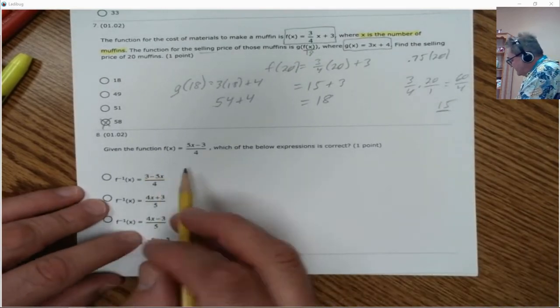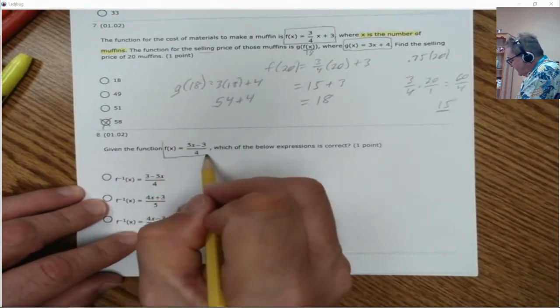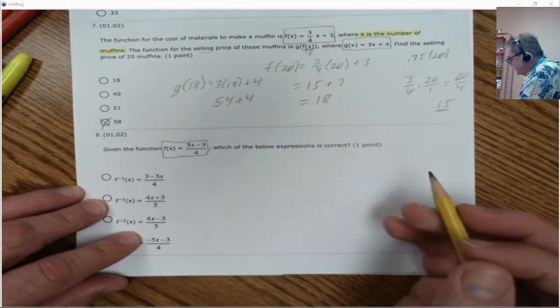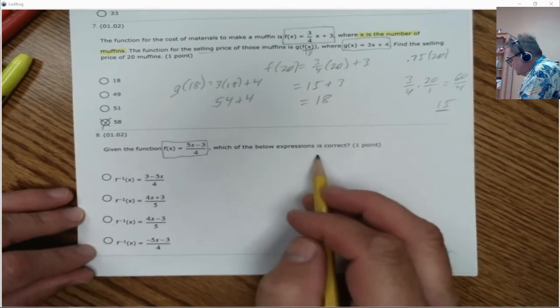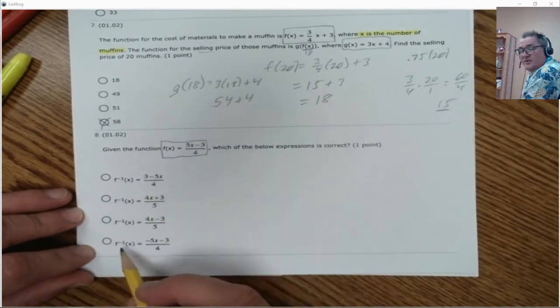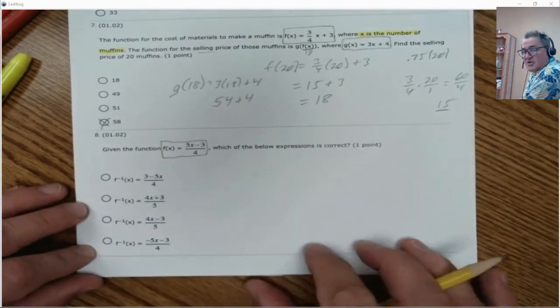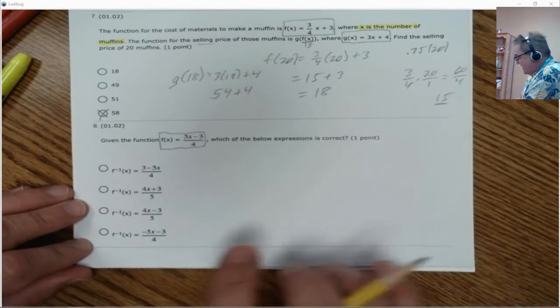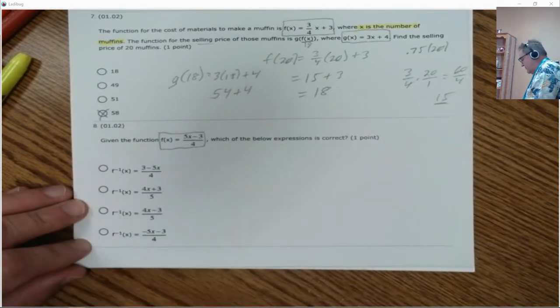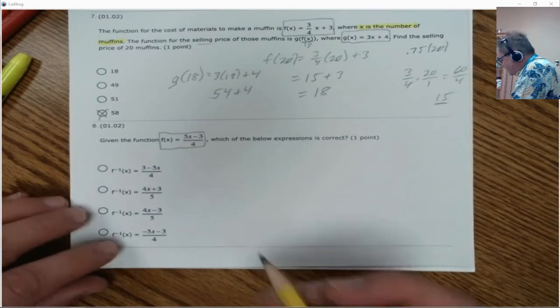Given the function f of x equals 5x minus 3 over 4, which of the below expressions is correct? So this is the inverse. Remember that little -1 up there is not saying take it to the power of -1. That is the inverse function. That's how we designate that. So the inverse function of x.